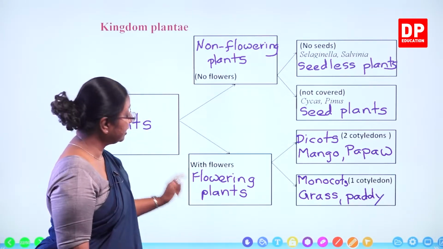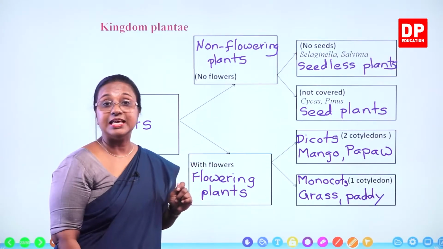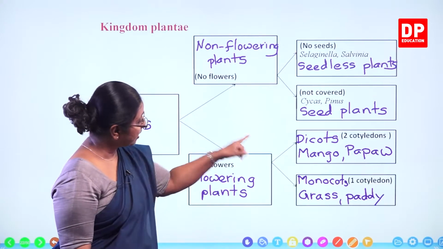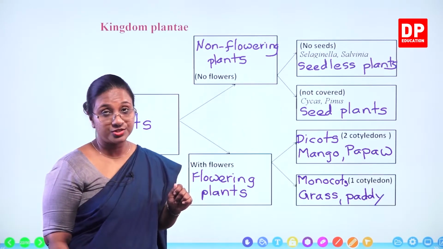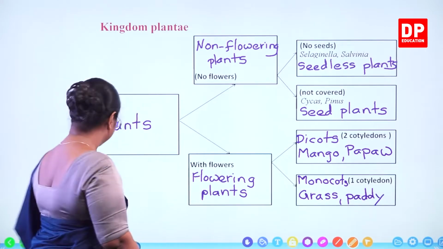Plants, non-flowering and flowering plants. Under non-flowering, we have seedless plants and seed plants. Under flowering plants, we have dicots and monocots. So with that introduction, students, I will move on to the next slide.